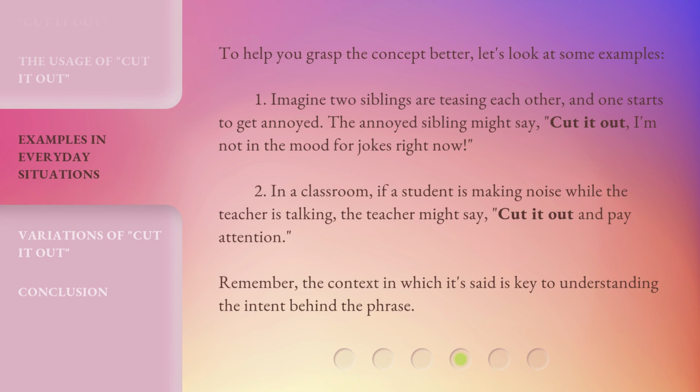To help you grasp the concept better, let's look at some examples. One: imagine two siblings are teasing each other, and one starts to get annoyed. The annoyed sibling might say, "Cut it out, I'm not in the mood for jokes right now." Two: in a classroom, if a student is making noise while the teacher is talking, the teacher might say, "Cut it out and pay attention." Remember, the context in which it's said is key to understanding the intent behind the phrase.